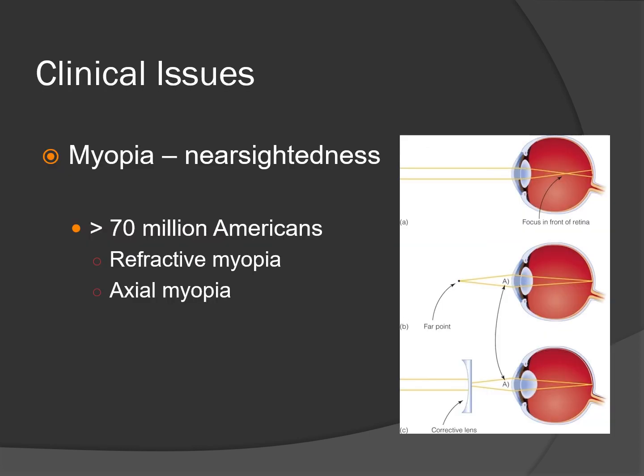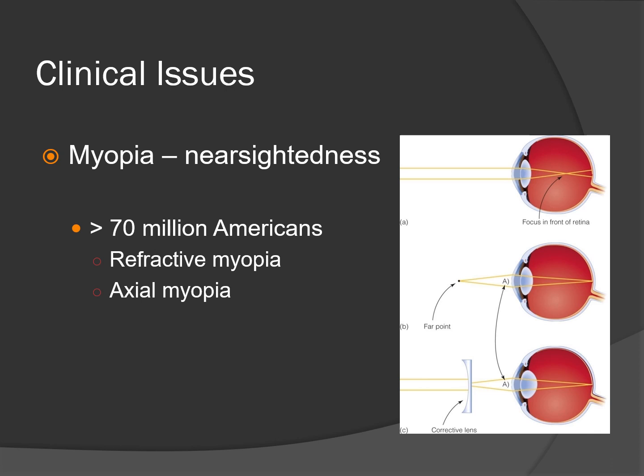There are a number of clinical issues that occur here at the optics of the eye, and particularly with the lens and cornea, or it can be the length of the eyeball itself, but the lens and the cornea are part of what's really important for these clinical issues. Myopia is quite common, especially in developed nations. Myopia is another word for nearsightedness. More than 70 million Americans have some form of myopia.